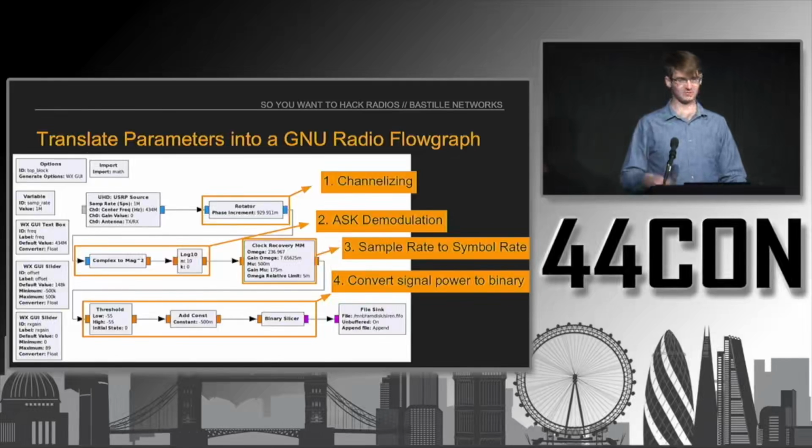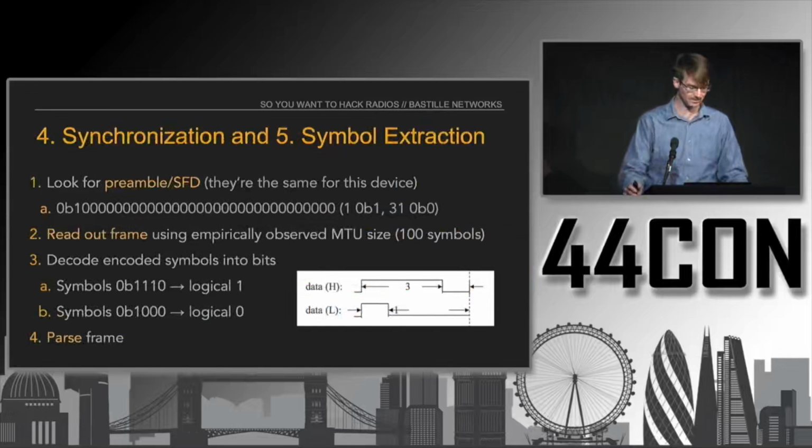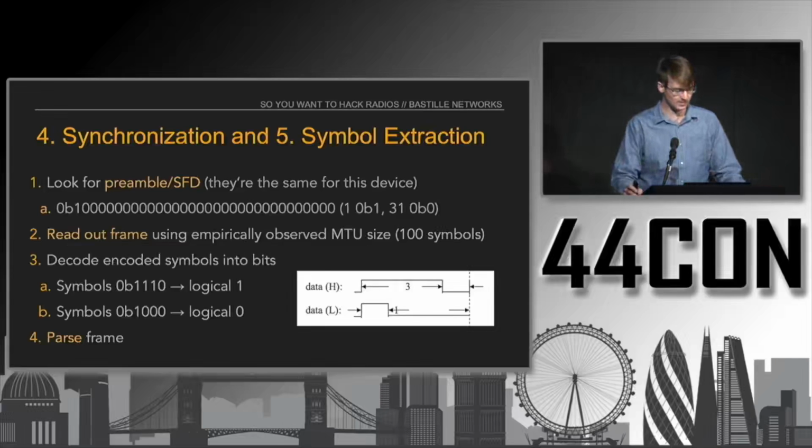And then block 4 basically converts our power levels into our binary 1s and 0s that we're expecting. Finally, the last step with a file sink is just taking those 1s and 0s and pushing them out to a named pipe on this computer so that it can be pulled in through Python. So steps 4 and 5 are implemented in Python. I'll just briefly describe it to you now.